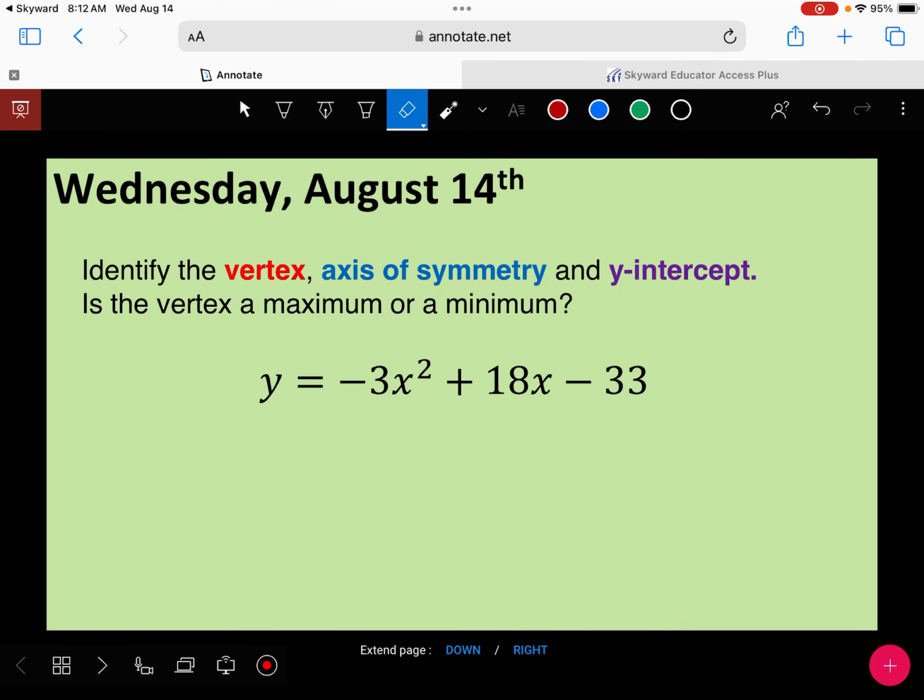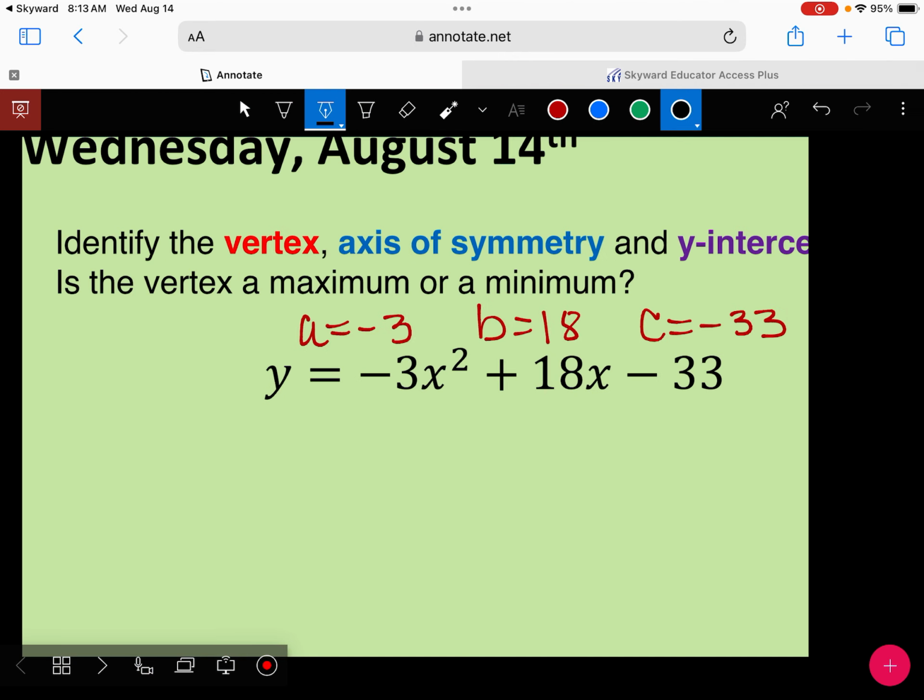All right, so let's go ahead. What would be my A, B, and C values? So, Danny, what's A, B, and C? Yep, perfect. Now, one of these is your y-intercept. Which one of these is the y-intercept? Negative 33. So let's go ahead and answer that first.